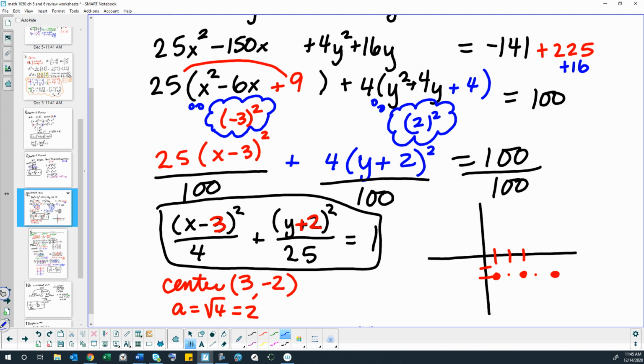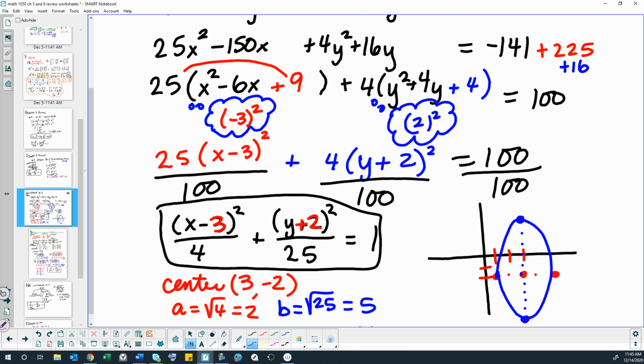And then we want to find b, which is going to be the square root of that number right here, so 5. So from our center, we're going to go 1, 2, 3, 4, 5. And 1, 2, 3, 4, 5. I don't think I made those the same size here. 1, 2, 3. That's probably somewhere like that. That gives our ellipse this shape.